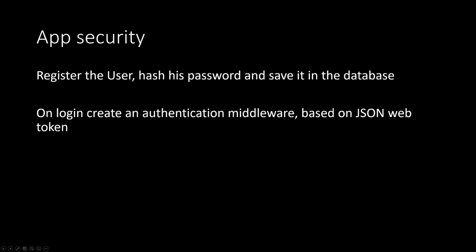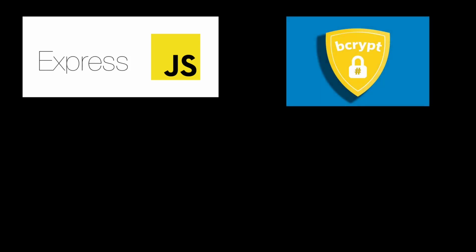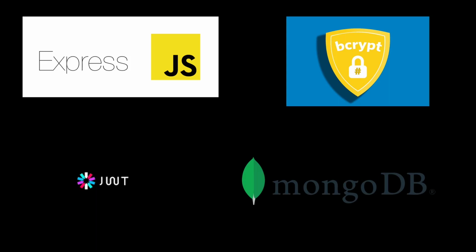So the technologies that I'll be using are Express.js. Of course, this will be a node server with the Express.js framework. Bcrypt. I don't know if this is actually the Bcrypt logo. The JSON Web Token and MongoDB for the database. So if you don't know how to use these technologies, fear not. We'll be discussing that in the tutorial.